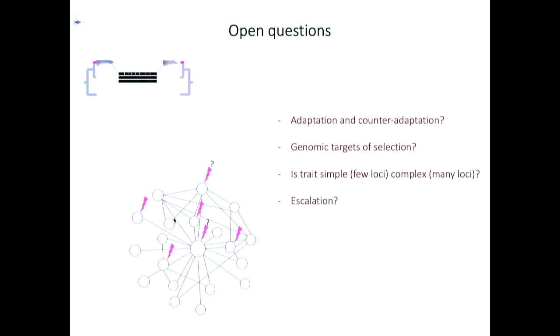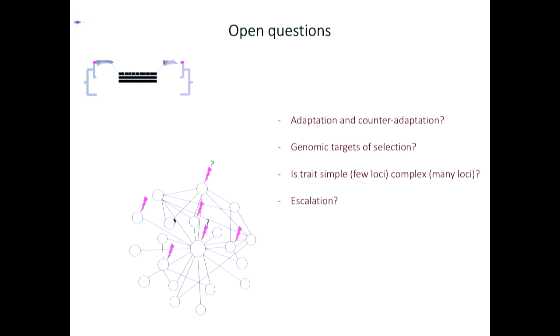Because of this, there are a bunch of questions that are still open, and we would like to be able to tackle them. For example, how do the adaptation and the counter-adaptation in each of the sexes happen at the genetic level? What are the genomic targets of selection? Are these traits complex, or are they simple traits? This is important because most of these traits are known to evolve in really short time frames. So we don't know whether just a few mutations are enough for the trait to evolve, or many more. And how does the escalation operate?